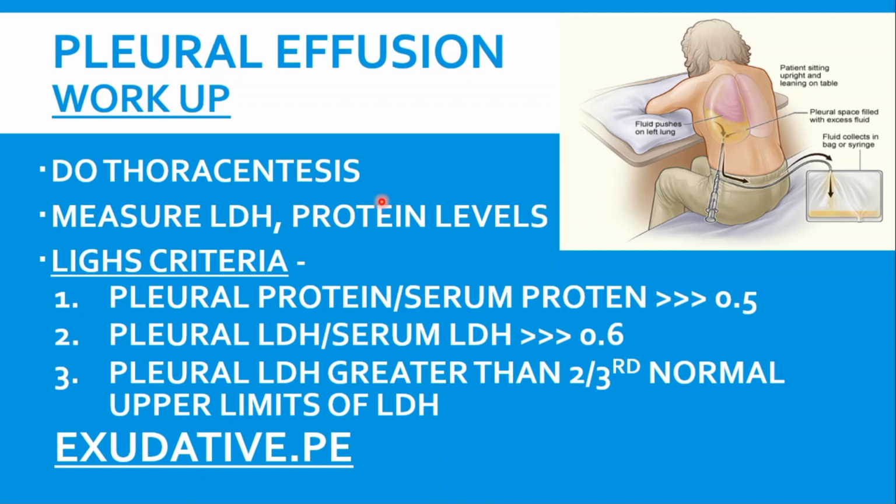That's why you can see the pleural protein, that is protein in the pleural space, divided by serum protein, the protein in the capillaries, would be more than 0.5, which means there is more protein in the pleural space also. Just like that, more LDH. So with the help of Light's criteria, we can divide the transudative and exudative effusions and treat them accordingly.